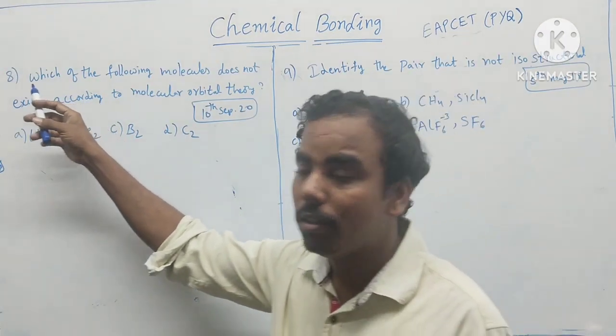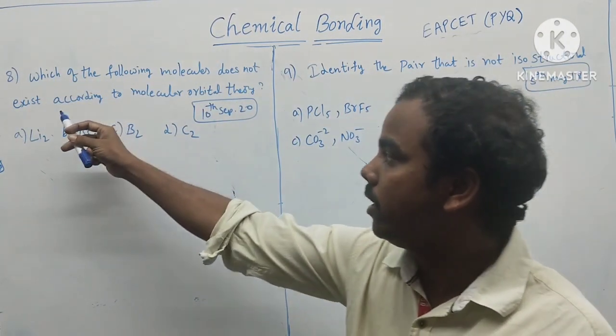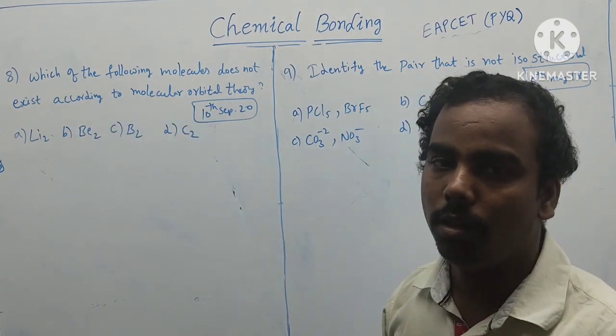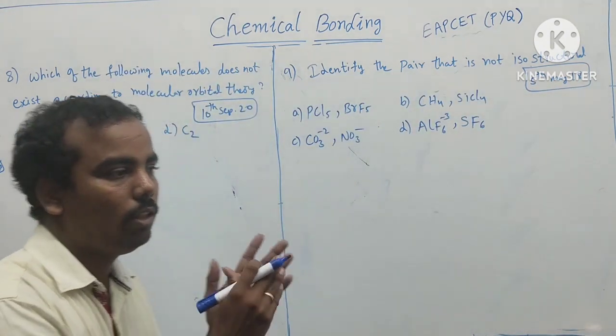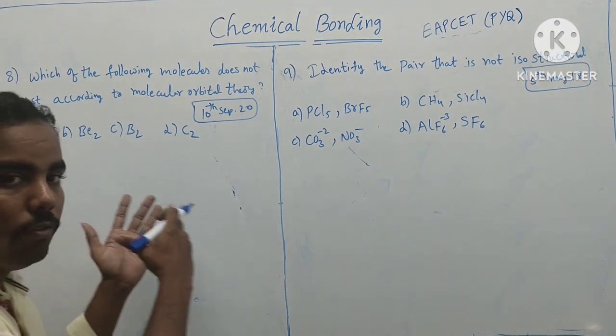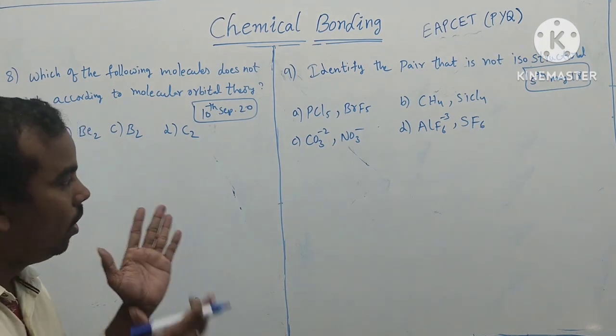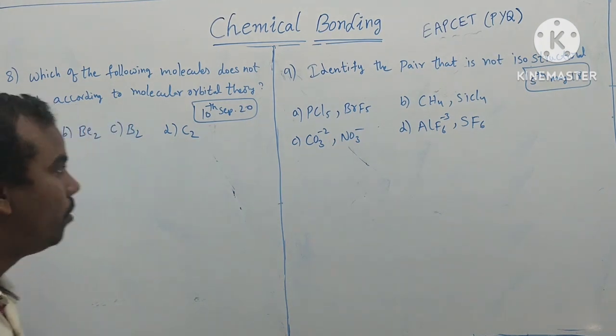Okay, see the next question. Which of the following molecules does not exist according to molecular orbital theory? We know that according to molecular orbital theory, electrons are arranged in the various molecular orbitals. They are bonding molecular orbitals and anti-bonding molecular orbitals.